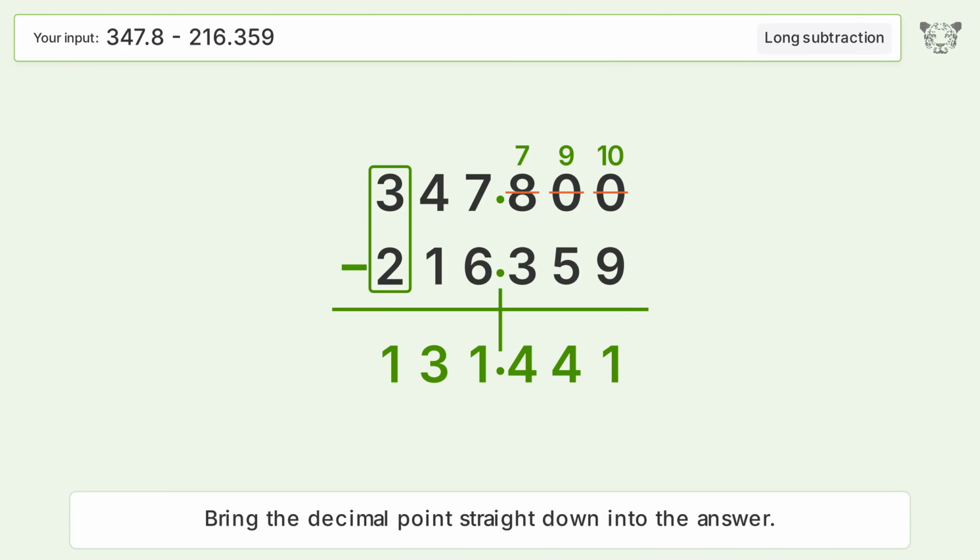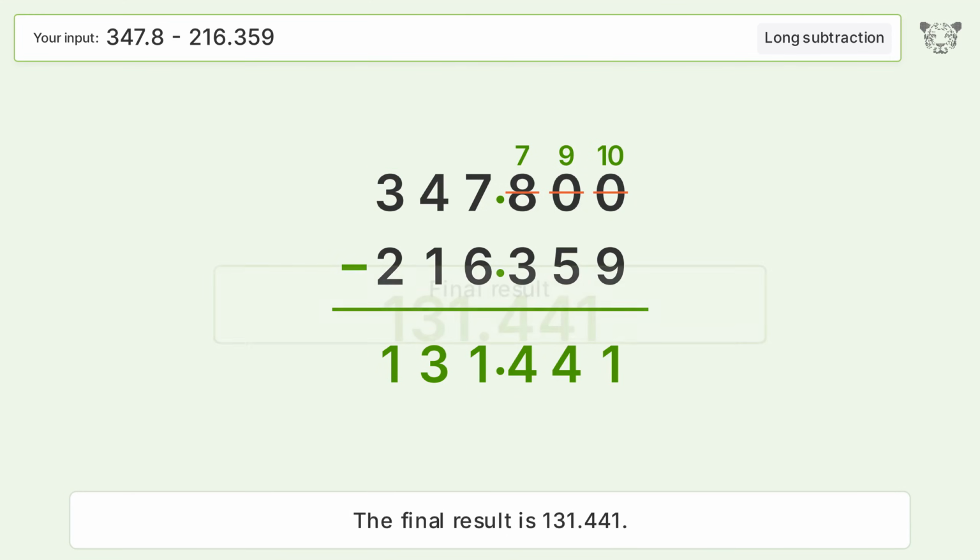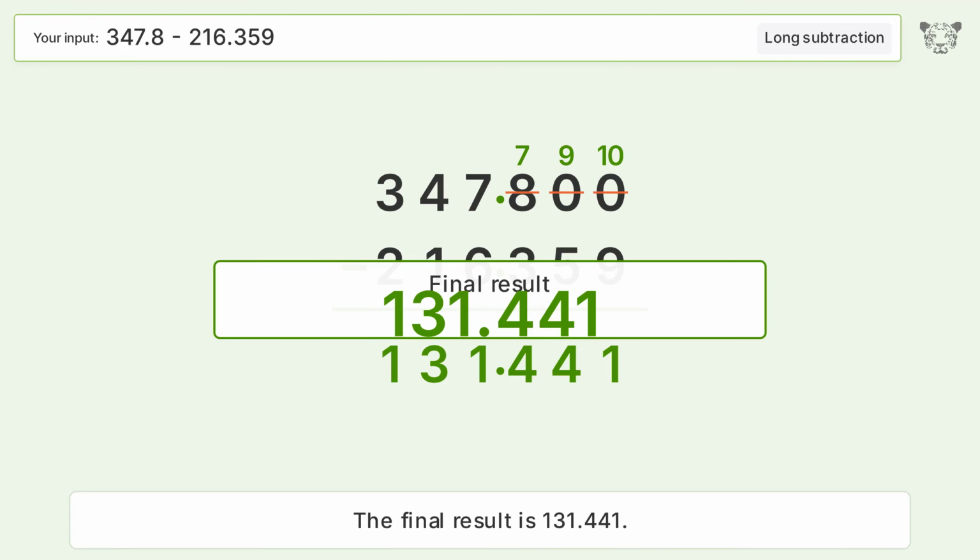Bring the decimal point straight down into the answer. The final result is 131.441.